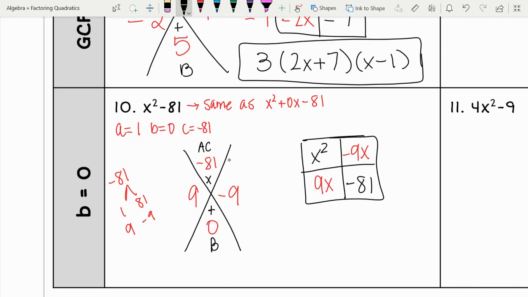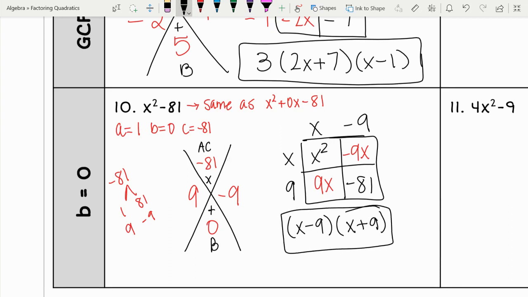Starting with the GCF of this first column, x squared and 9x only have an x in common, so I'm going to put an x there. Negative 9x and negative 81 have a negative 9 in common. X squared and negative 9x, again, only have an x in common. And then 9x and negative 81 have a positive 9 in common. If you're not sure how we get the negatives and the positives, remember, go through and check. Multiply everything together. Make sure that your signs are correct in every box. They are in my box. So I can write down my factors as x minus 9 and x plus 9.